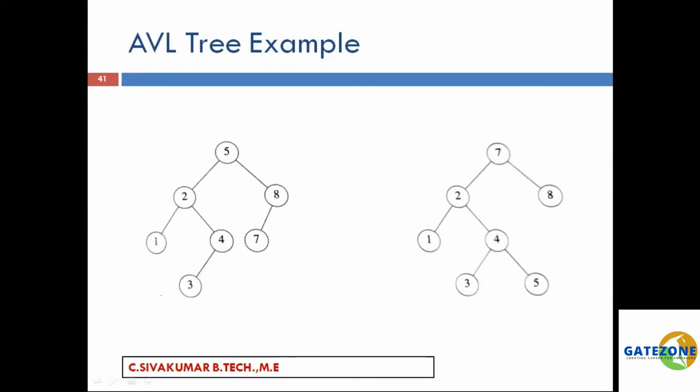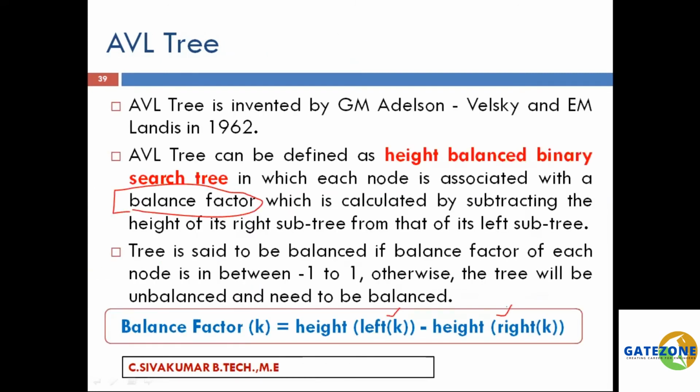I have given 2 trees. Which one is the AVL tree? I have already told you that an AVL tree is a binary tree. An AVL tree must definitely be a binary tree. What is a binary tree? The left side must have lesser values and the right side greater values for every node. So an AVL tree must be a binary tree.